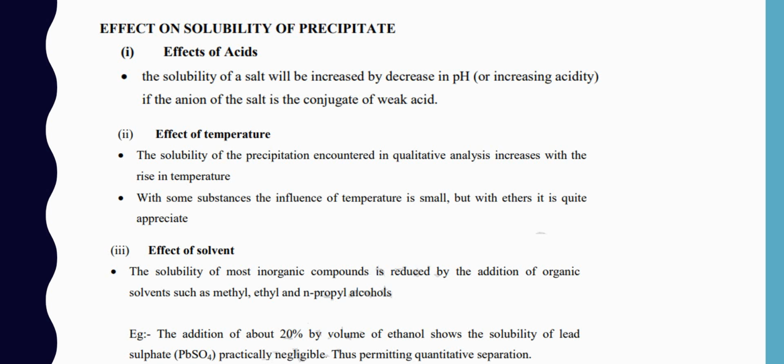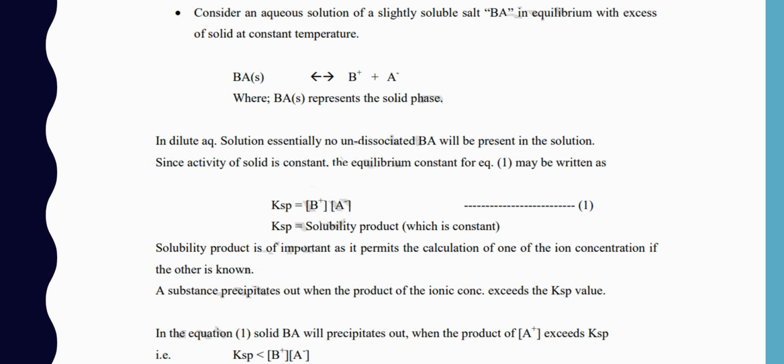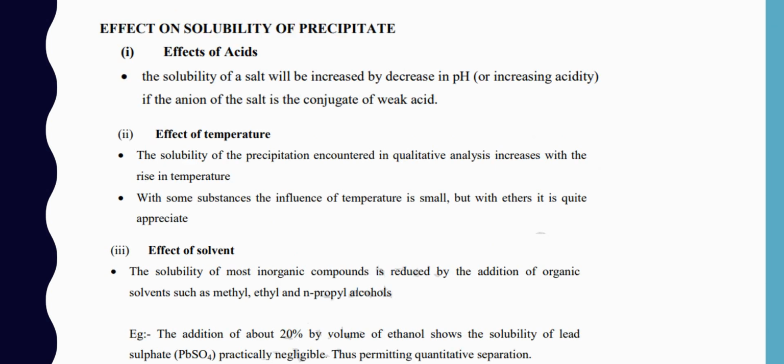Now, the effect on solubility of precipitate. This is not that important, but it is worth knowing. So we are going to study precipitate solubility here. Effect of acid: if it is in an acidic medium, the solubility of the salt will be increased by increasing the acidity, if the anion of the salt is the conjugate of a weak acid. If the acidity of the solution is increased, the solubility of the salt will increase, so the precipitate may get dissolved.